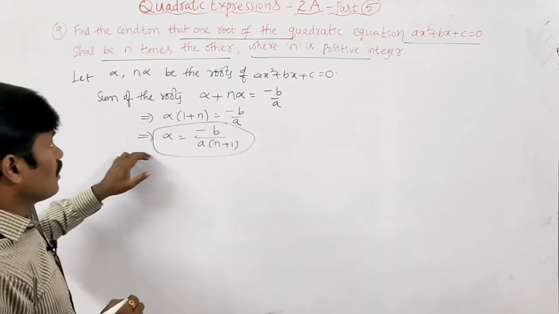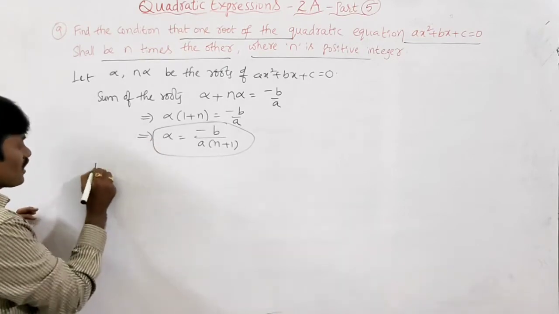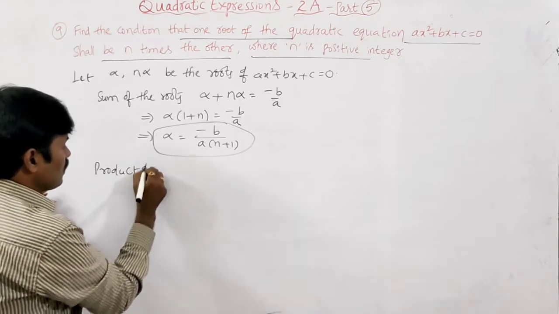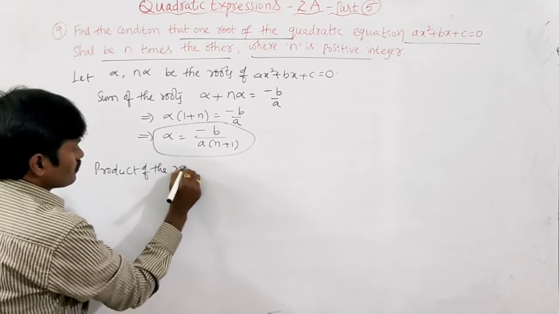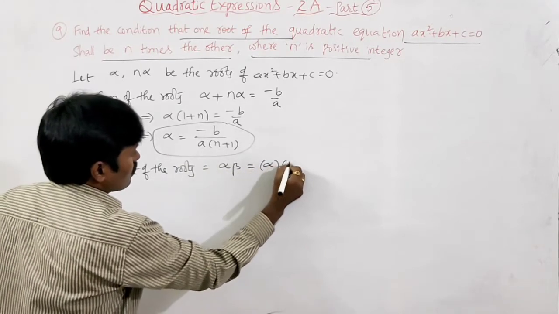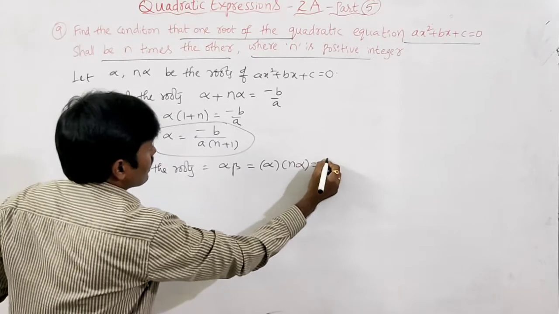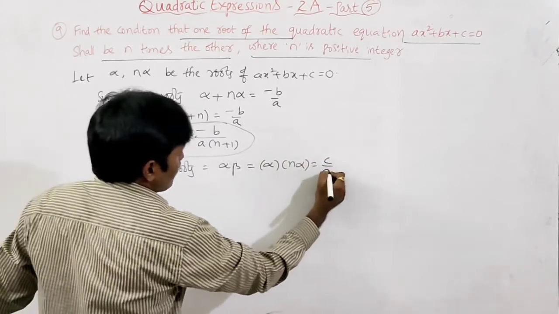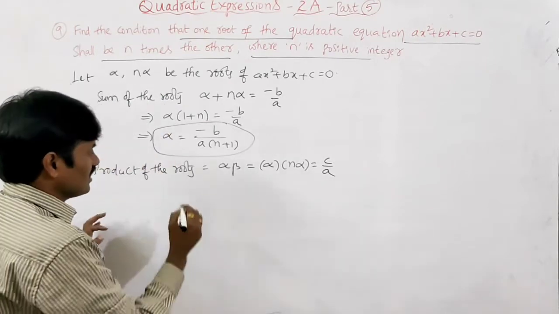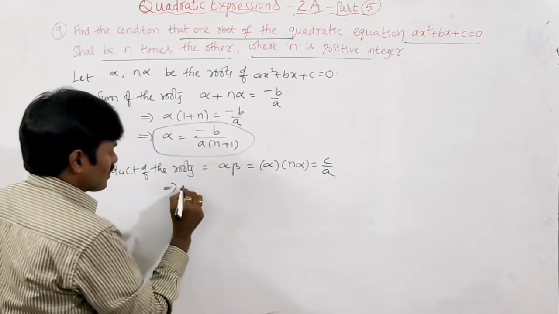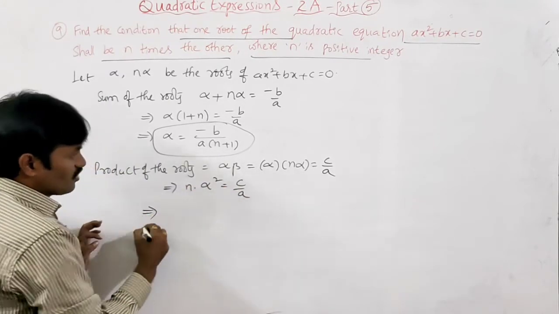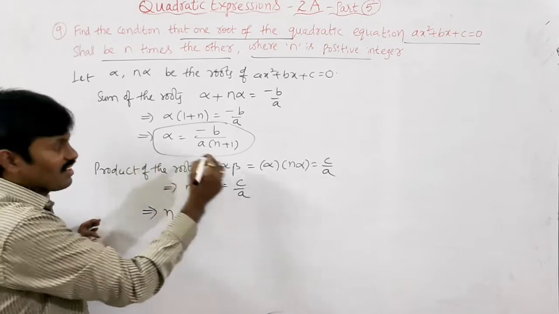And what about the product of the roots? I am finding the sum of the roots and the product of the roots. The product of the roots, alpha into n alpha, is equal to c by a, because ax square plus bx plus c is equal to 0 is given. So alpha into n alpha is n into alpha square, which is equal to c by a.